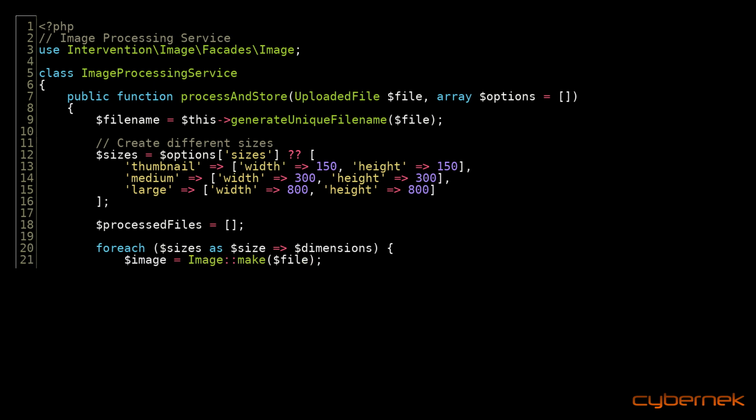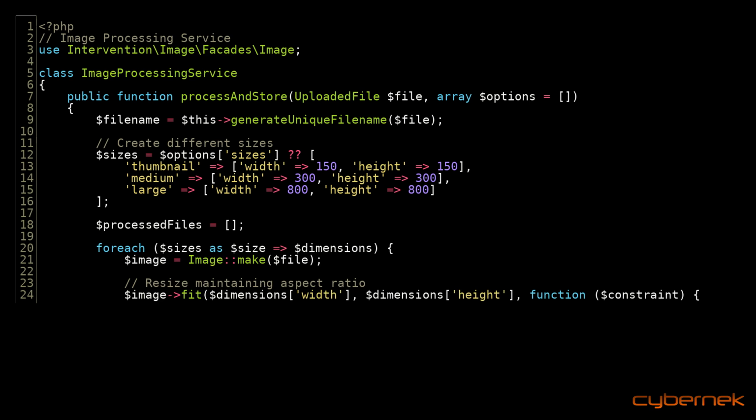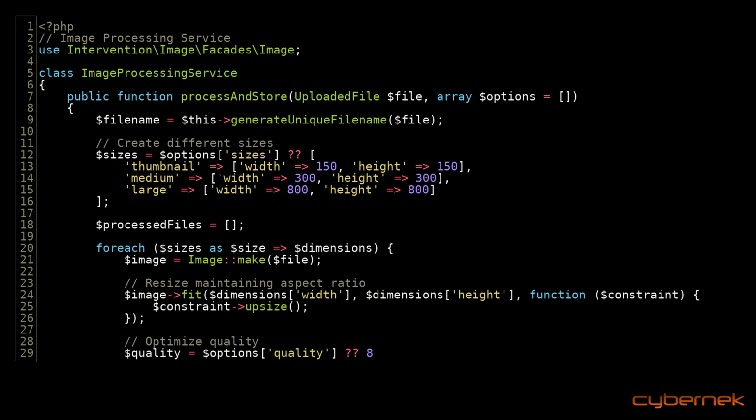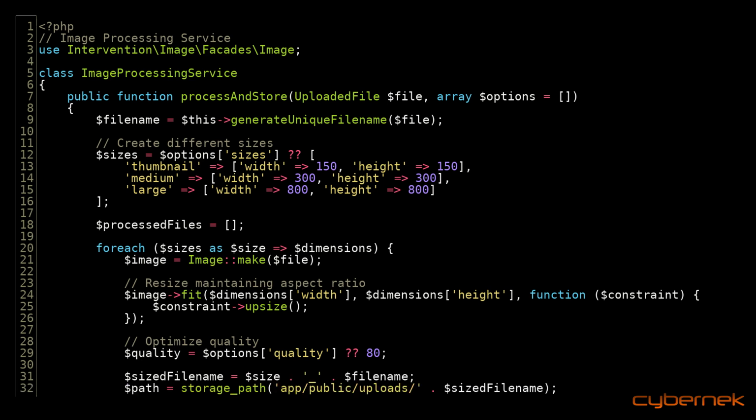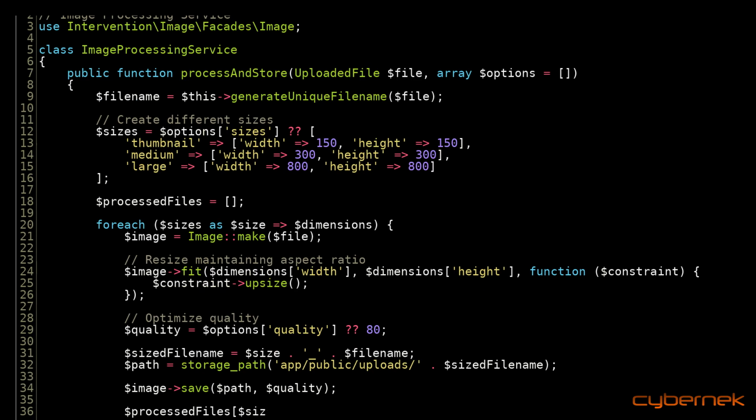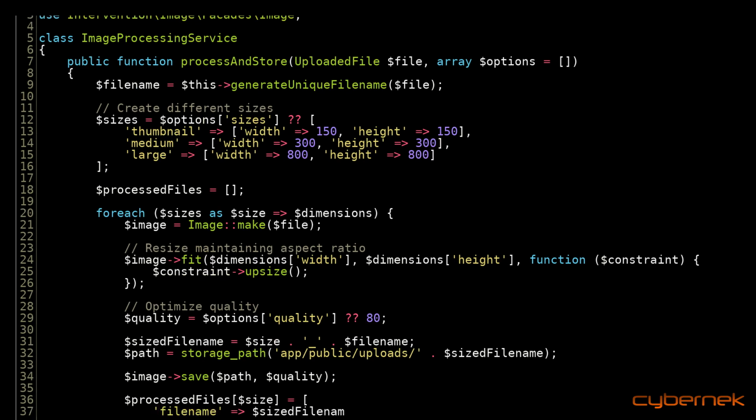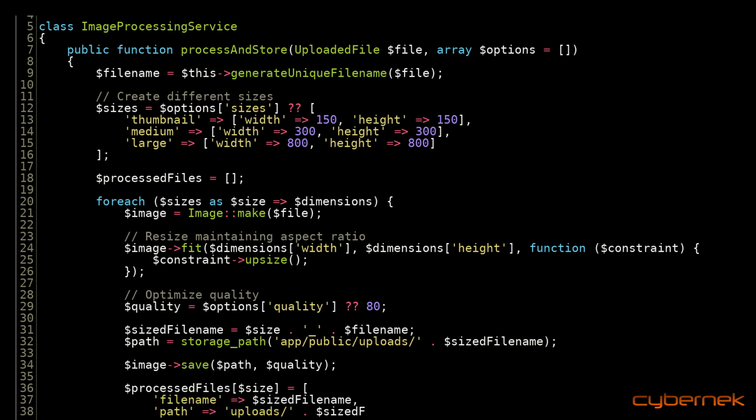It loops through each size, creates an image instance using Image::make, applies the fit method to resize while maintaining aspect ratio with an upsize constraint to prevent enlargement, sets quality from options with 80 as the default, generates a sized file name by concatenating the size prefix with the file name, creates the storage path, saves the image with the specified quality, and stores file metadata in the processed files array, including file name, path, and file size.